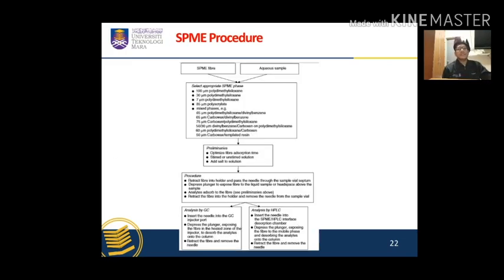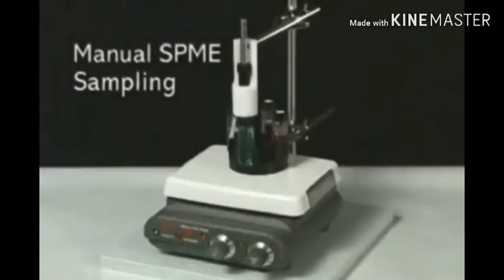So this is the typical or simplified procedure for SPME. I also attach here two interesting videos of SPME. One is the manual SPME method and the other one is the automatic SPME method. I hope it will help you to understand this SPME method.